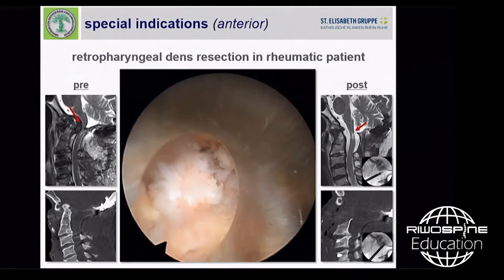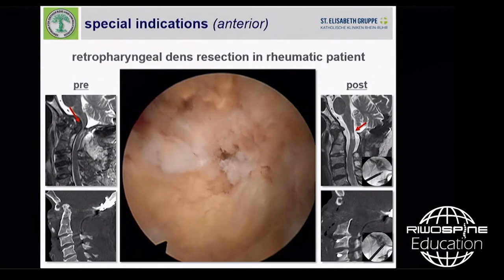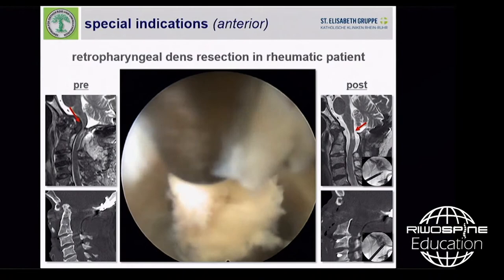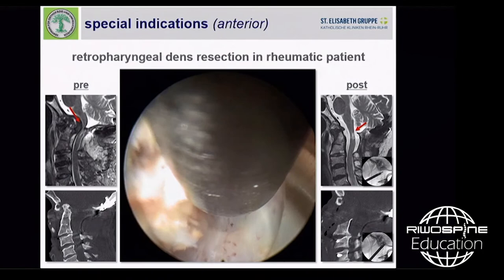And then we have the tip here of the dens axis, which is resected. That is, everything is approached from the front, because the problem is the soft tissue behind the dens axis. So we have to resect the pannus tissue to decompress the dura of the cervical cranial cervical junction, and we already see here the dura.